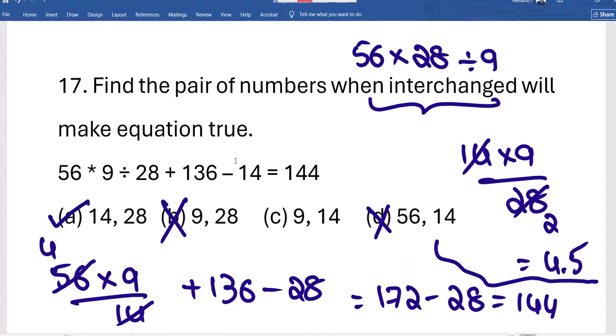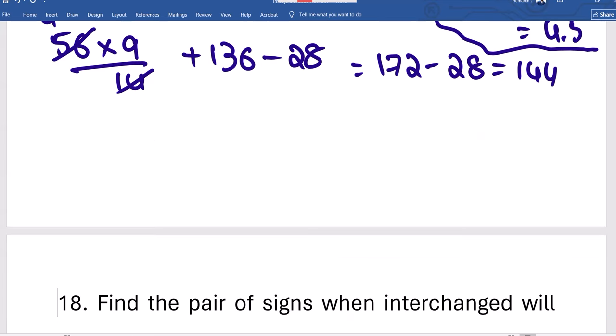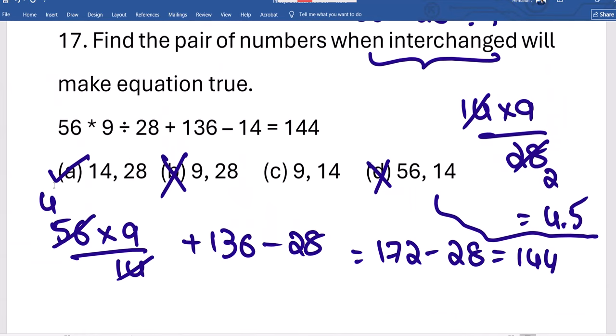144, correct. If you interchange the pair of numbers 14 and 28, then you can find the answer. 144, right side will be true. Similarly, now they are asking the next question with symbols. This is with numbers changing, right should be correct. Next one, they have given an equation. What symbols must be interchanged so that the equation is correct?